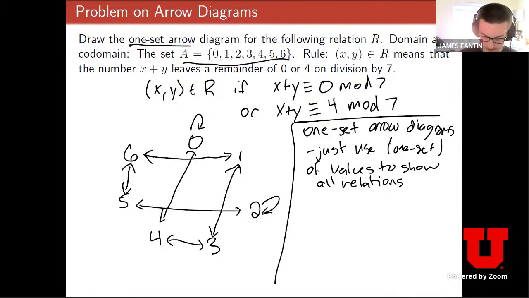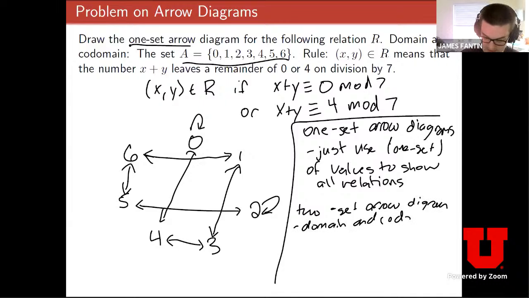So yeah, now we should be streaming on YouTube. But yeah, in one-set arrow diagrams, we just use one set of values like we did here to represent all the relations. And we can do that because the codomain and domain are the same. That's as opposed to a two-set arrow diagram, and we do this when the domain and codomain are not the same set.